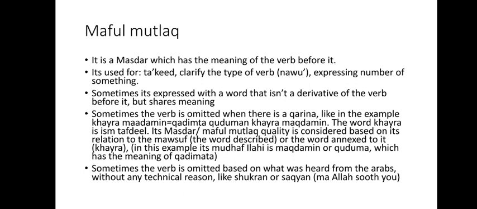So it's permissible for me to say qadimta quduman khayra maqdamin, or I could say khayra maqdamin, which is a maf'ul mutlaq, used to express the type of arriving that I wish for you to have. And here it's permissible for me to get rid of qadimta quduman, but there are some scenarios where it is necessary to not mention the verb, and this is based on our usage, simai.